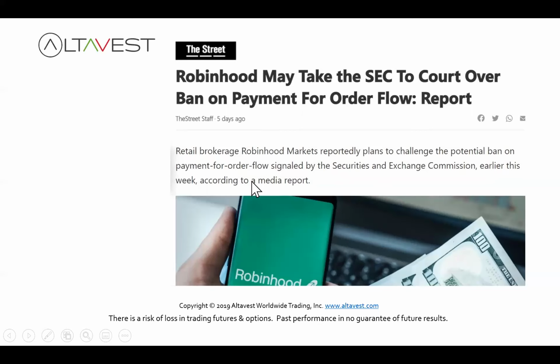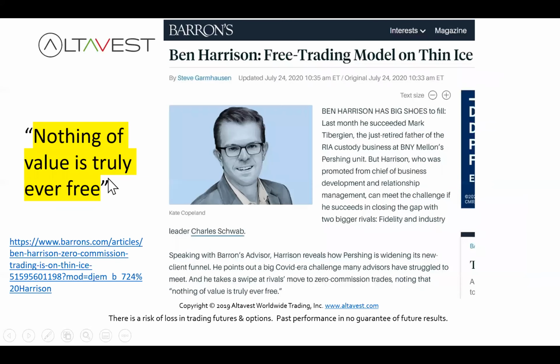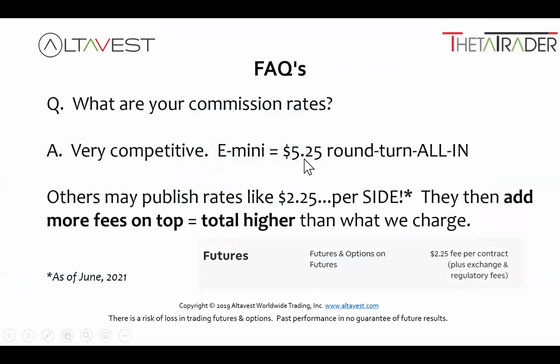They're going to try to ban it. And Robinhood's going to maybe sue them preemptively, and other brokerages too. But this guy sums it up. Nothing of value is truly ever free. And that leads us to the commission question.